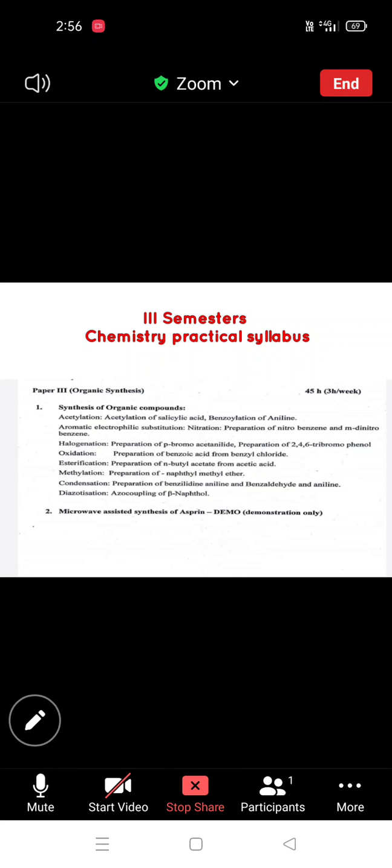The third one is halogenation. This is also a very important one: preparation of para-bromoacetanilide, and preparation of 2,4,6-tribromophenol. From acetanilide, we are preparing para-bromoacetanilide. And this is the phenol bromination. Finally, we get the 2,4,6-tribromophenol. It is a very well-known, famous named reaction also.